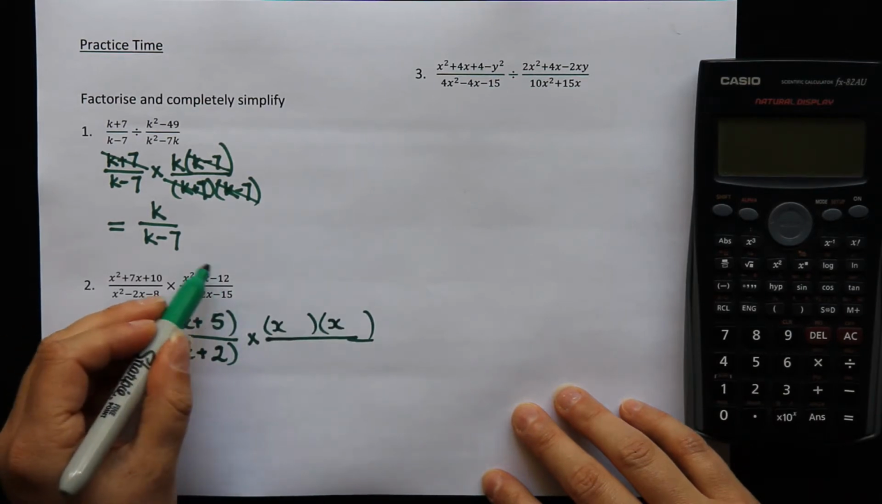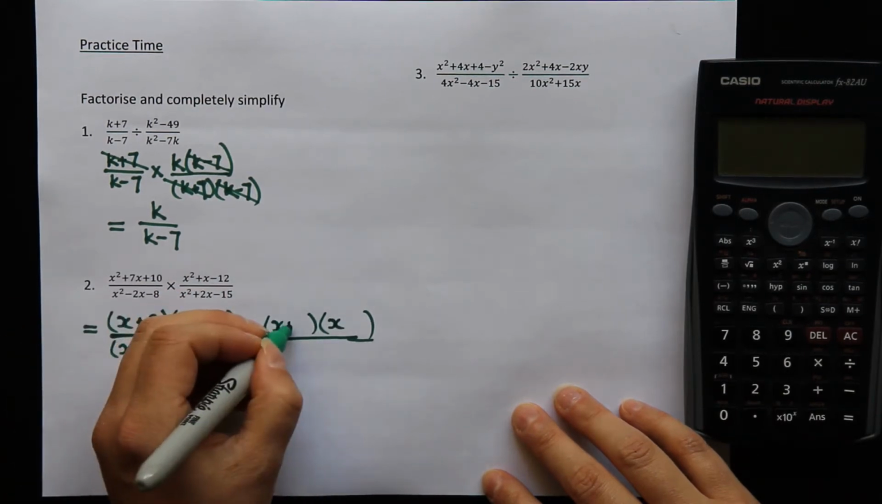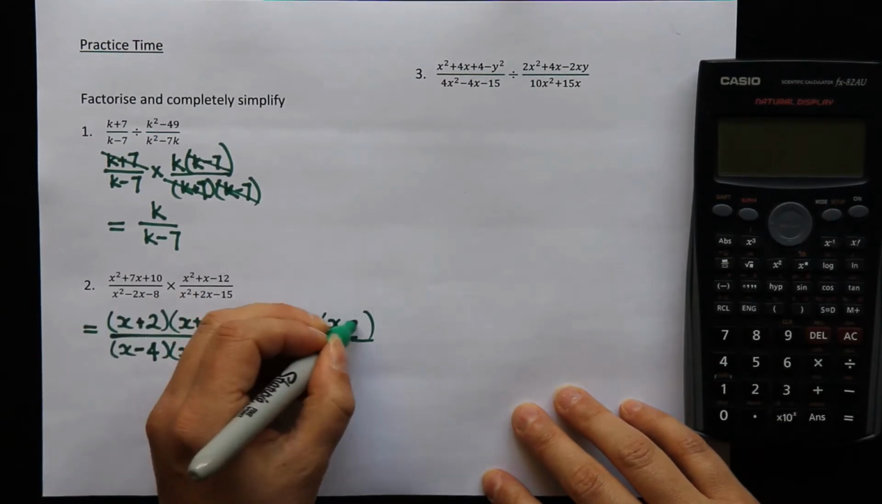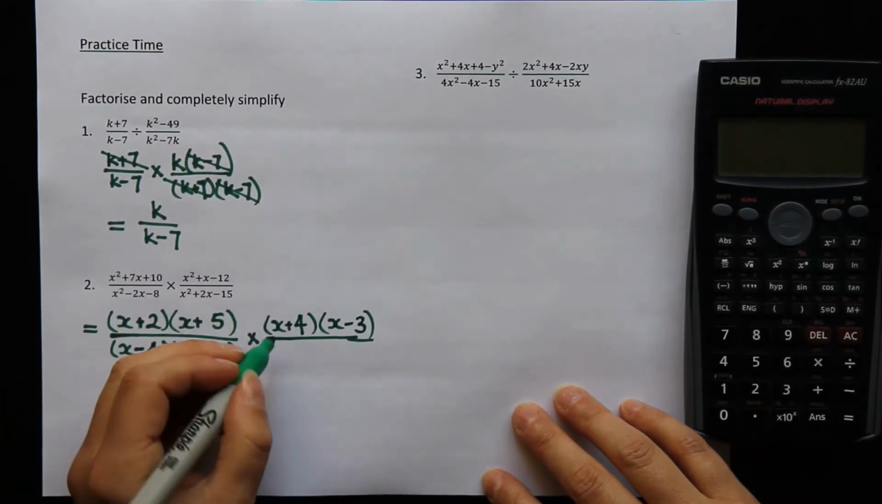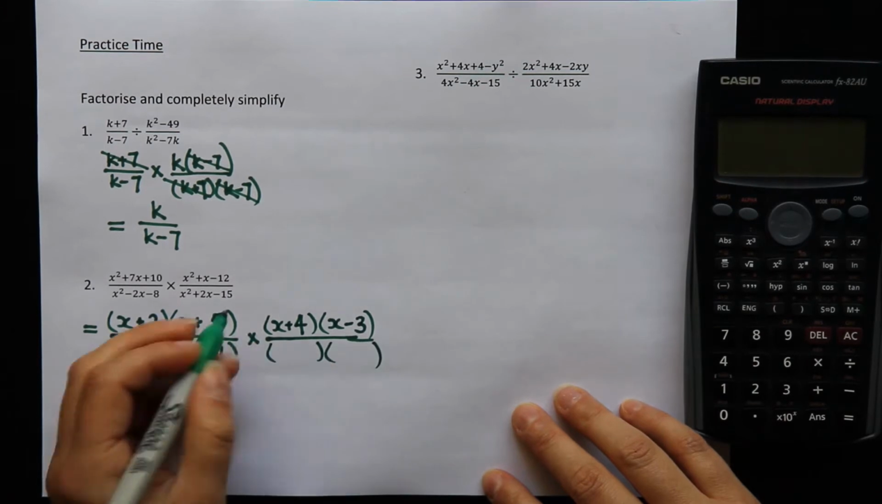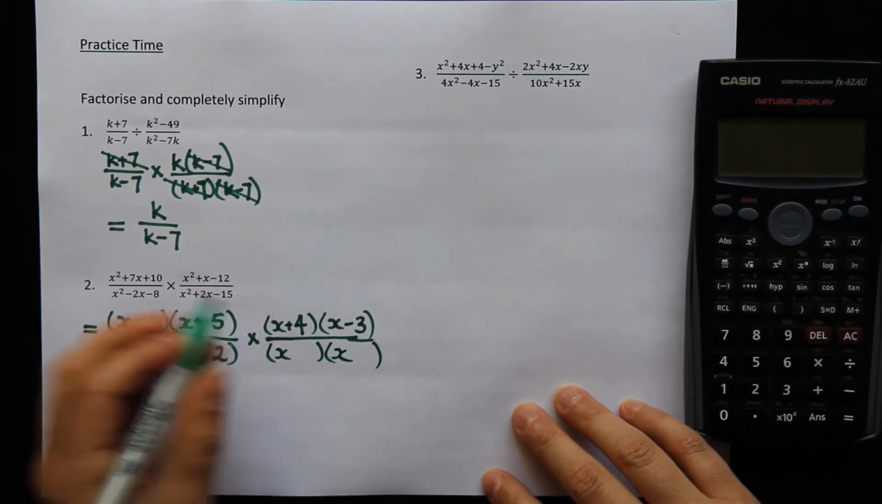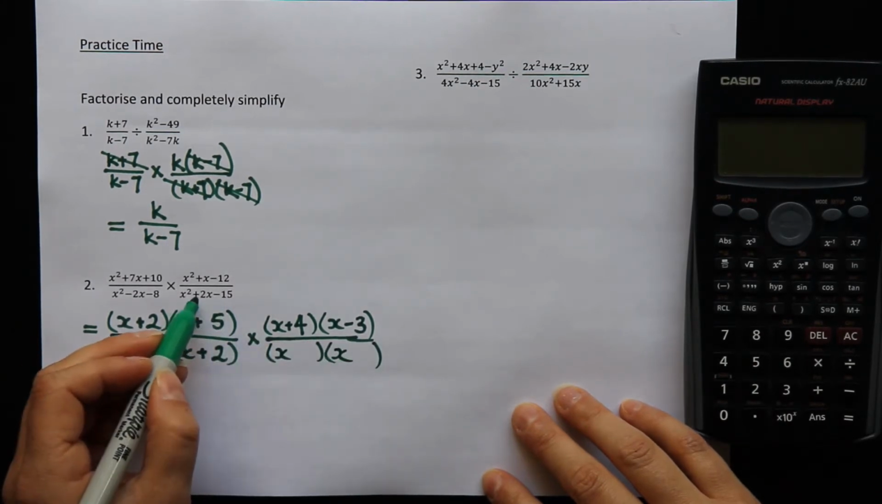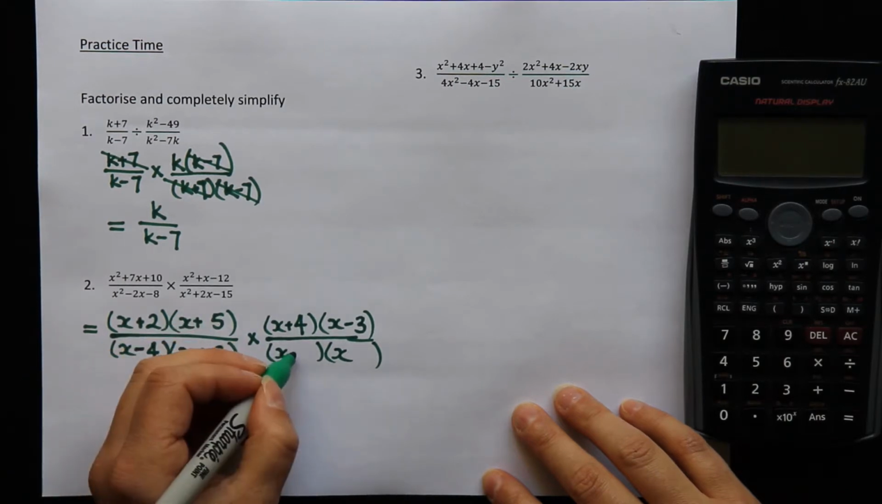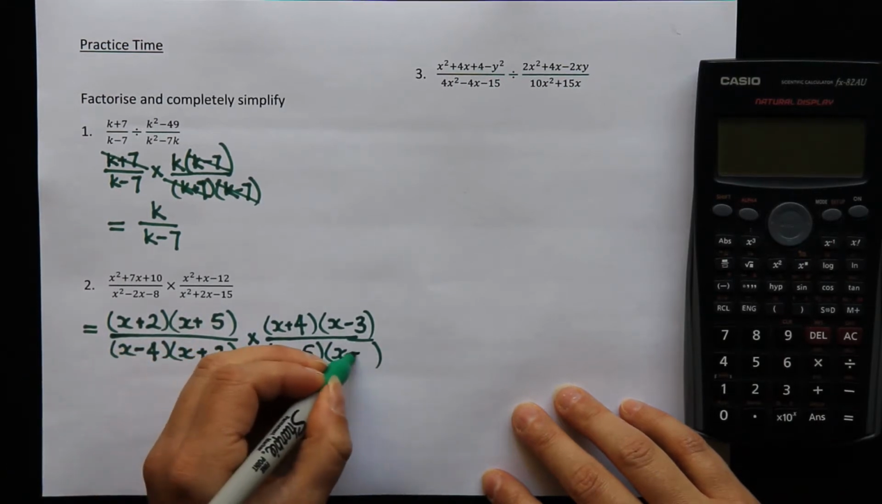What times to give negative 12 and adds to give 1 would be a positive 4 and a negative 3. And on the bottom, one last trinomial, x is in the front. What times to give negative 15 and adds to give 2 would be a positive 5 and a negative 3.